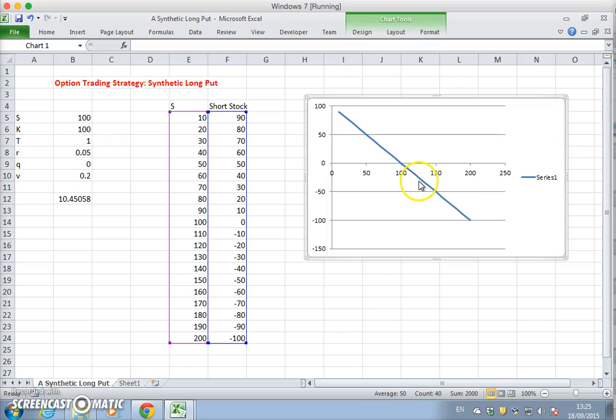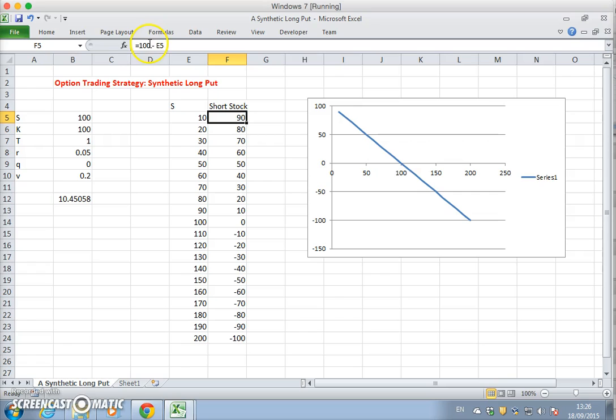So if we agreed to sell the stock at 100, if the stock price was higher, we're losing money. If we have a short stock position and the stock price falls, we make money. So typically with a short position you gain as the stock price falls. But we might be more specific here.